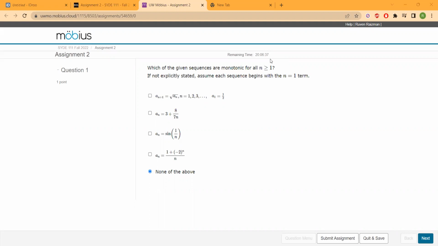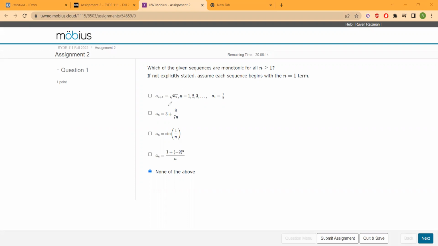Anyway, let's start. So which of the given sequences are monotonic for all n greater or equal to 1? And let me just make sure that I can annotate. There you go. I should be able to write on here now. Perfect. So monotonic means that it is always increasing or always decreasing.